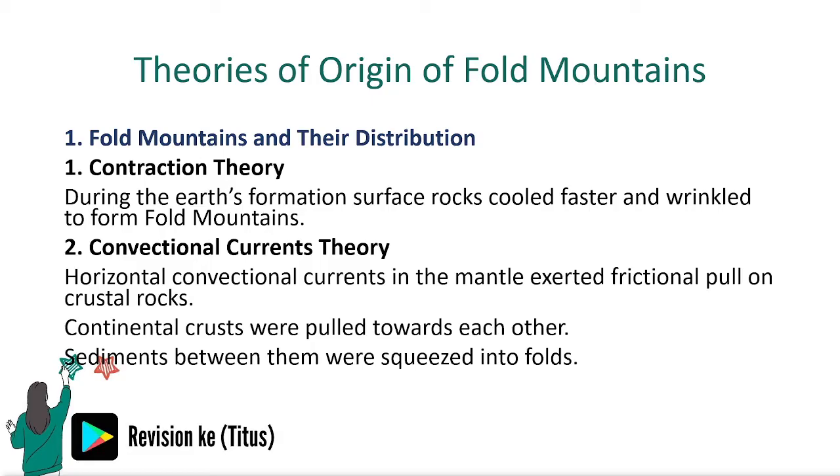The convectional currents theory suggests that horizontal convectional currents in the mantle exerted frictional pull on crustal rocks. Continental crusts were pulled towards each other. Sediments between them were squeezed into folds. There is more.